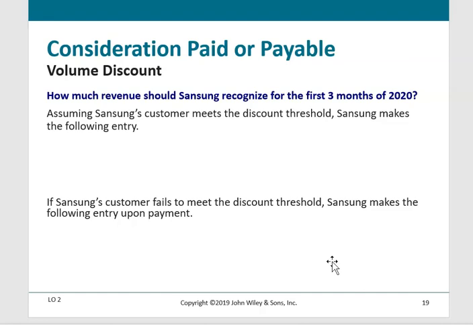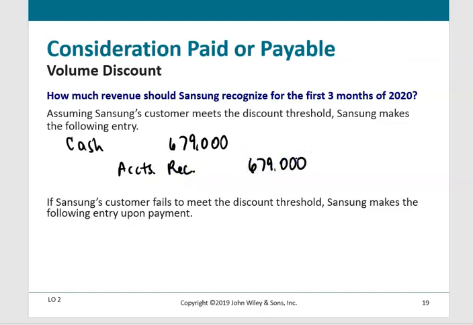Assuming the company meets the discount threshold, as we expect that they will, we're going to record the receipt of cash for the 679,000. We decrease accounts receivable because the customer has just paid us. And let's look at the other possibilities. So it's either going to be option 1 or option 2 in the future.